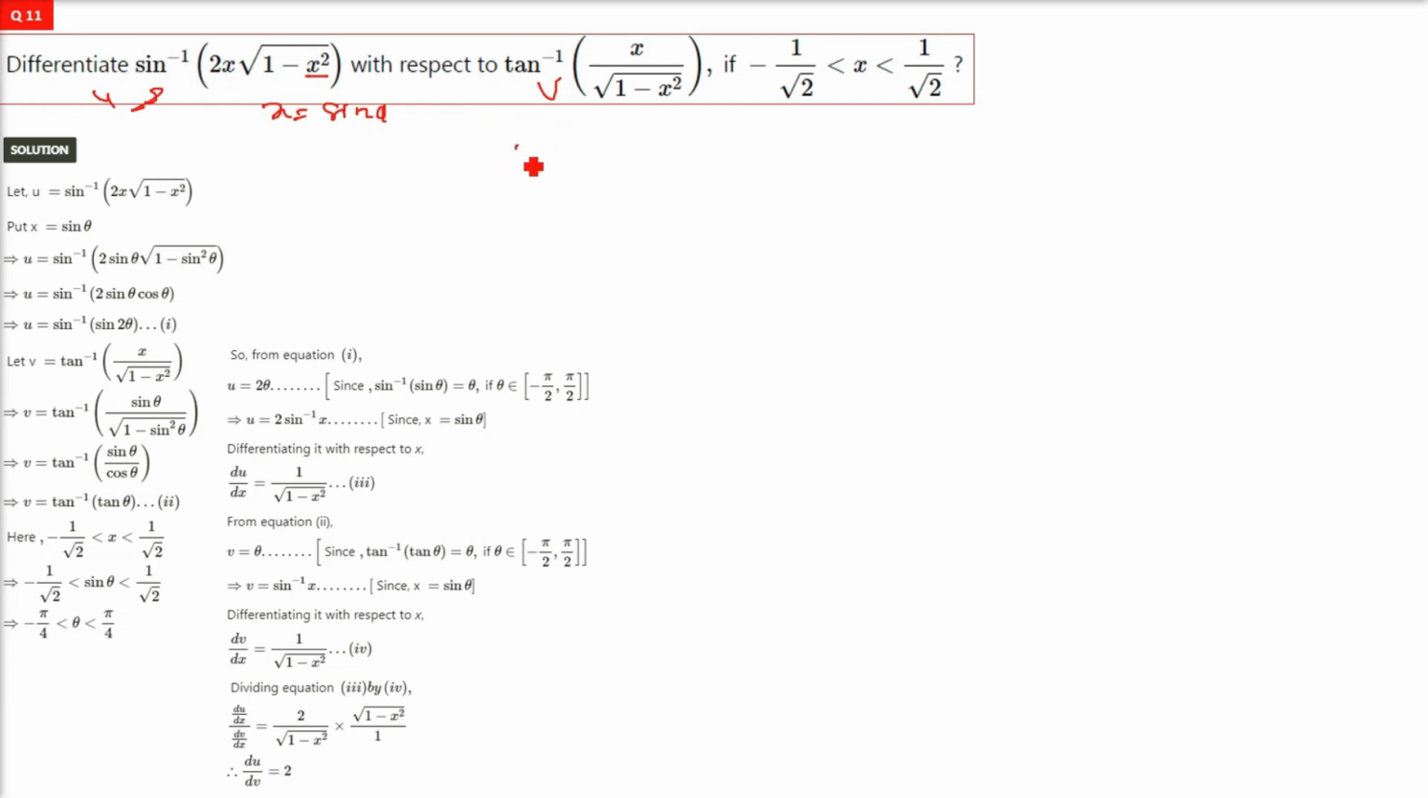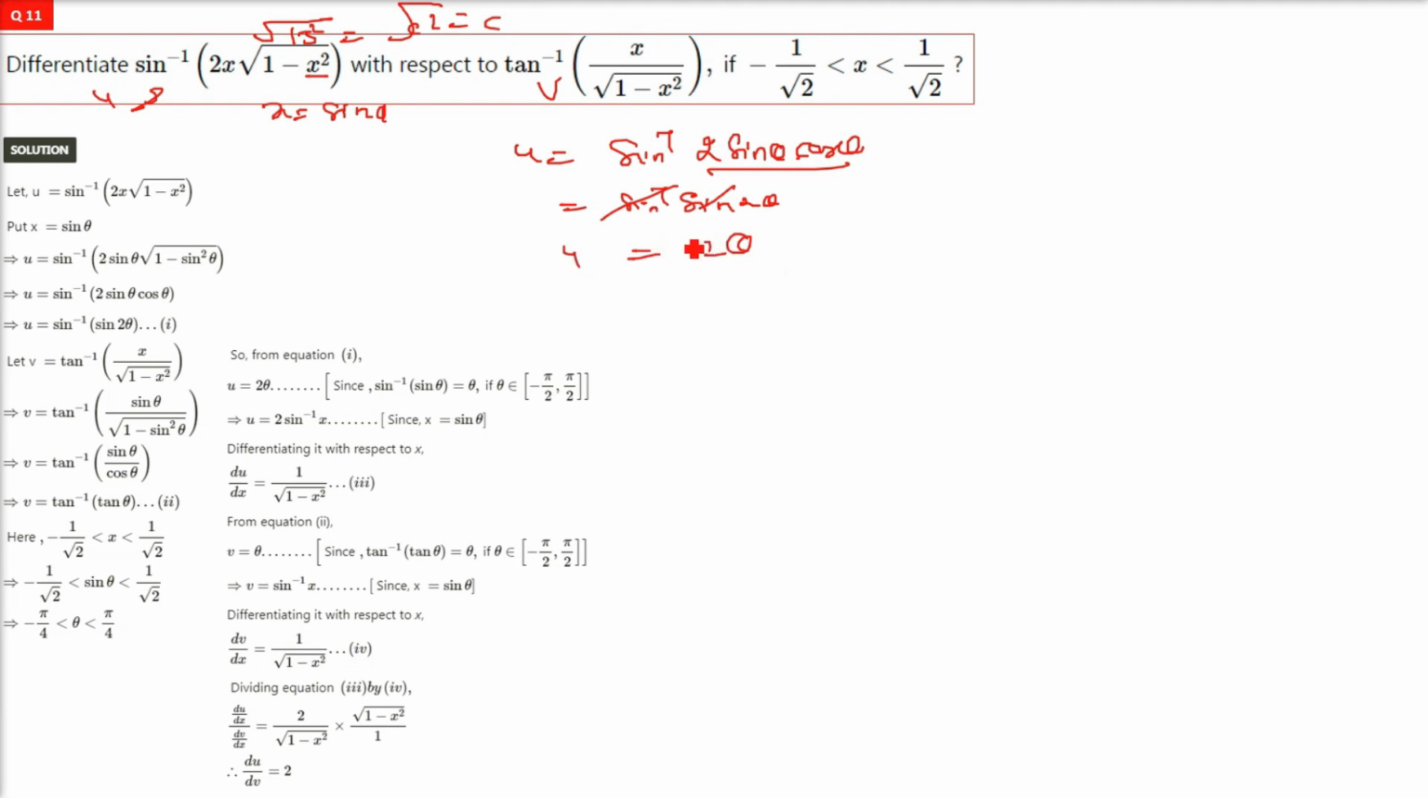Let us take u as sine inverse of 2 sine theta under root 1 minus sine square theta. 1 minus sine square theta is cos square theta. Under root cos square theta is cos theta. So you are going to write cos theta here. 2 sine theta cos theta is sine 2 theta. And you have a sine inverse already. You can cancel sine and sine inverse. You will get 2 theta. So u is equal to 2 theta.